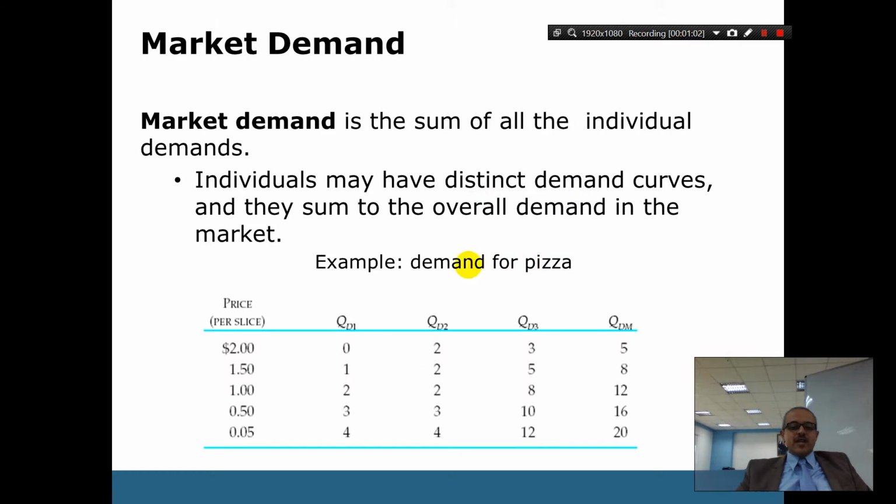Market demand: we talked about demand for pizza. If I ask how many people are willing to buy one slice of pizza for $2, how many people will buy? If it's in Paris, I would. And then if it's $1.50, how many people will buy? Maybe more people. If it's for $1 only, maybe more and more people will buy. As we lower the price, we can see that the quantity is going to increase. And this is like demand number 1, 2, 3.